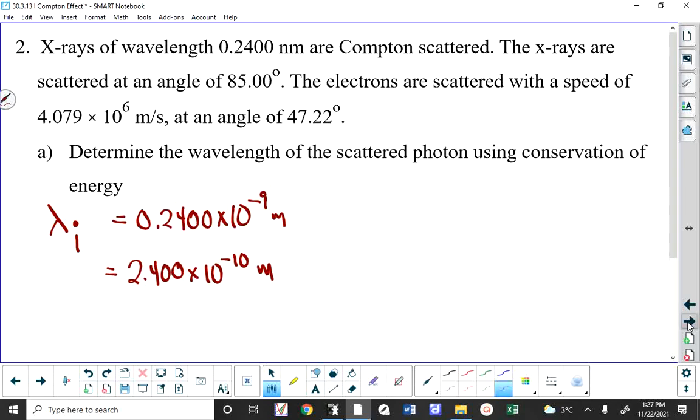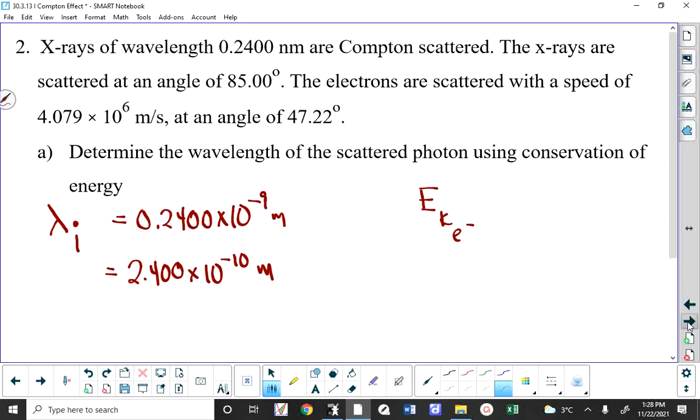The electrons are scattered with a particular angle, which we don't care about today, but we do care about the speed. So we're ignoring the angles right now. You know the speed of the electrons. So it's possible for you to determine the kinetic energy of each electron. We're always steering in the direction of energy, everybody. This is all about conservation of energy.